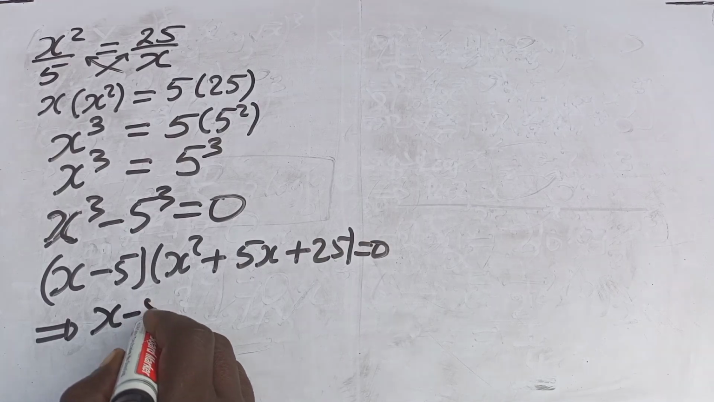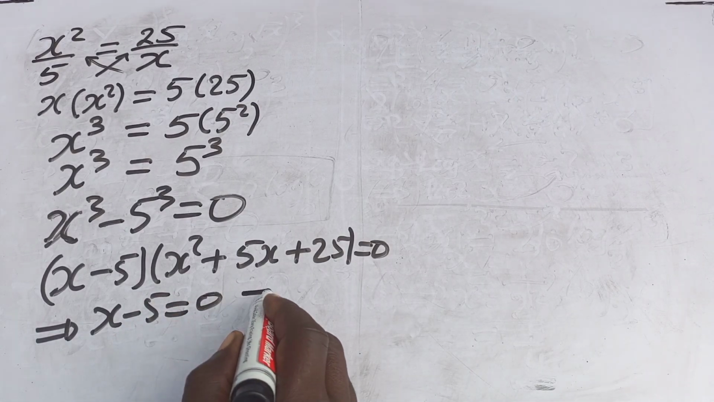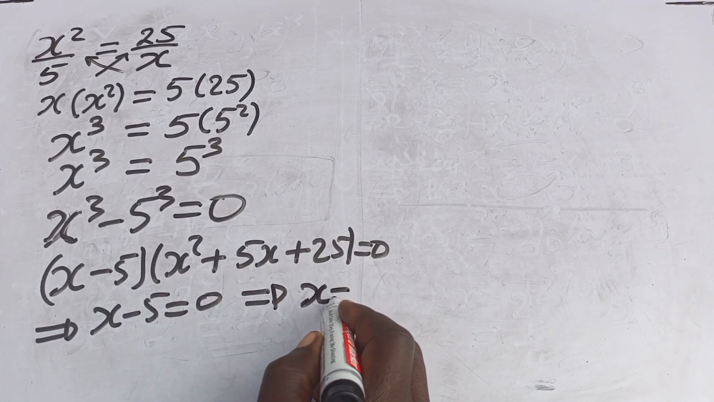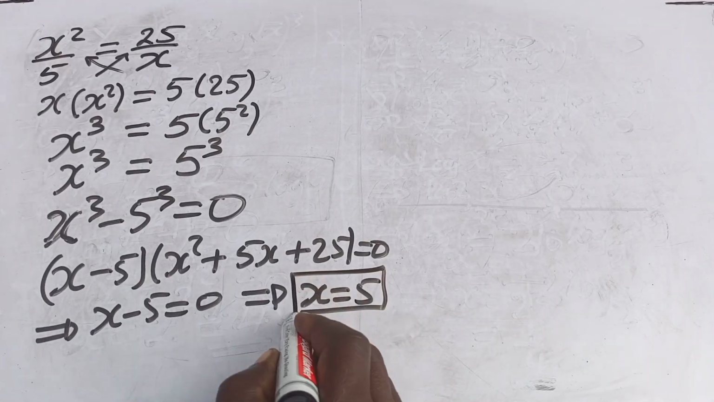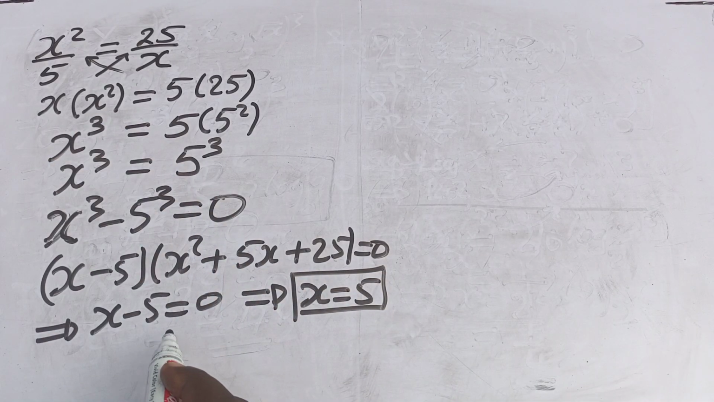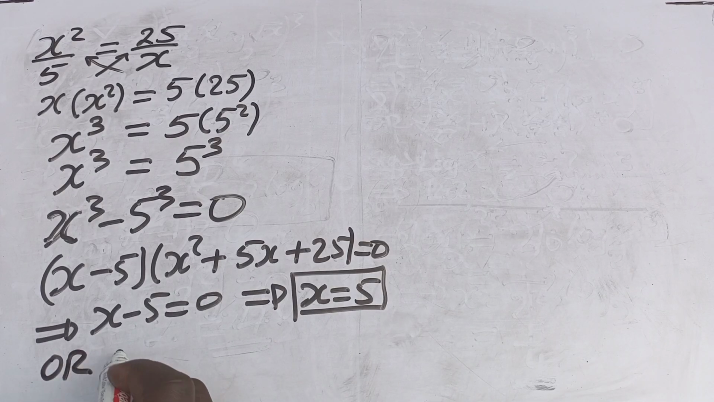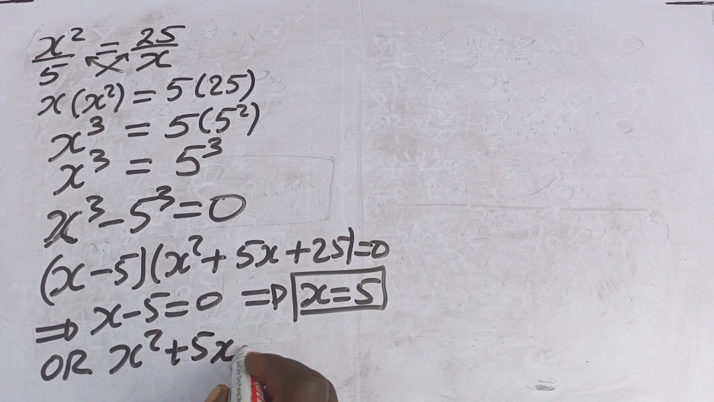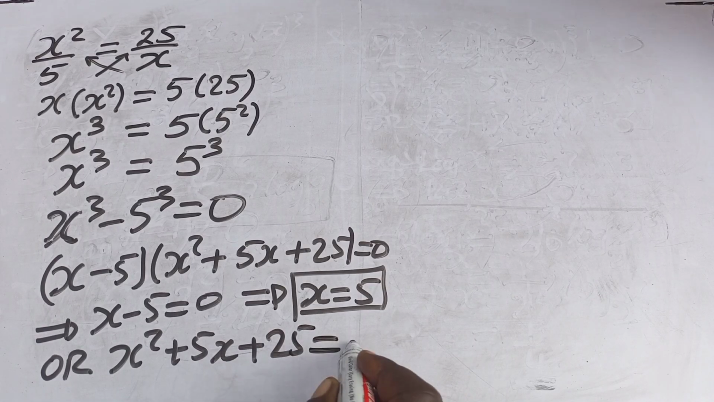When we apply the difference of cubes identity, we have a product of two expressions giving us 0, so either the first one is 0. If this is the case, it means x equals 5. Okay, the solution that we had earlier, x equals 5. This is just one of the solutions. Or x squared plus 5x plus 25 equals 0.